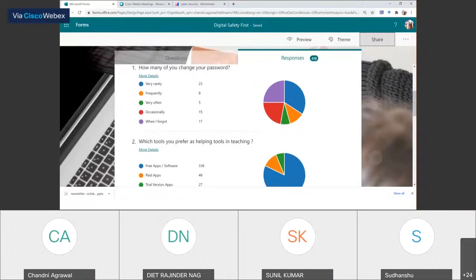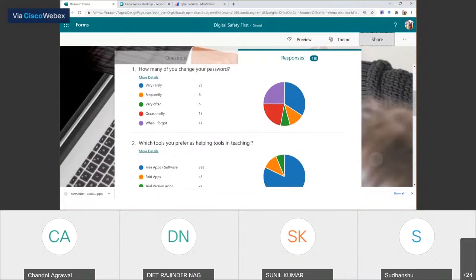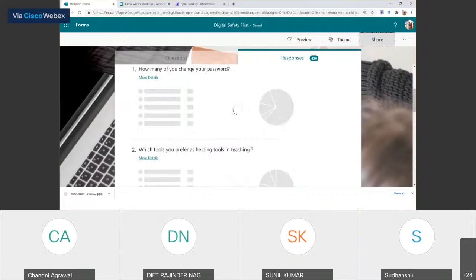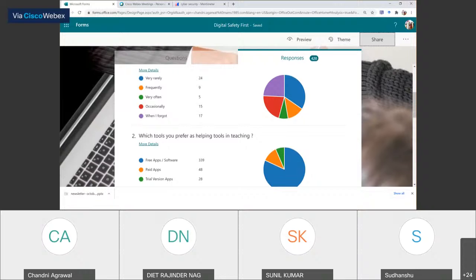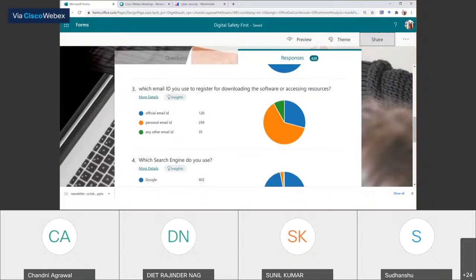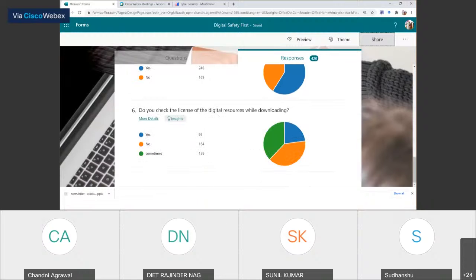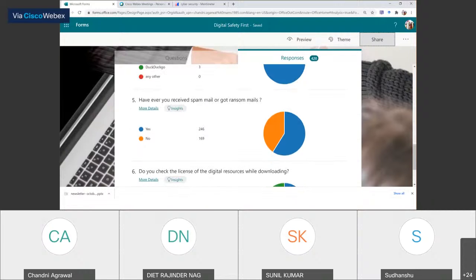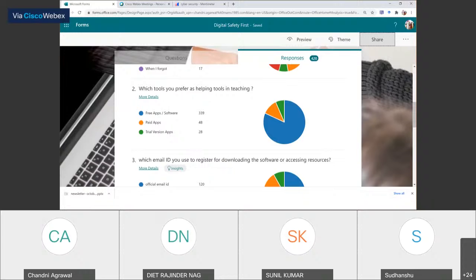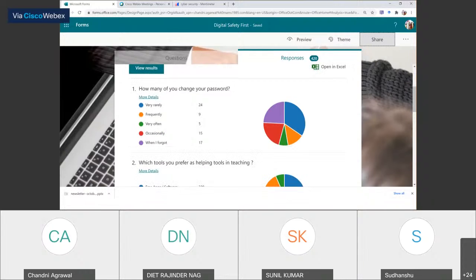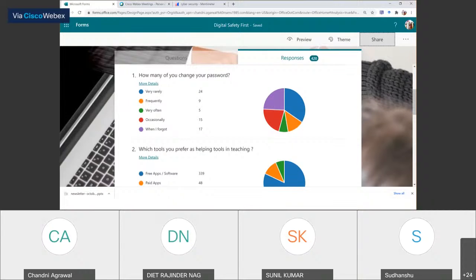Sir, actually, I am showing the general views through this form. Till the time all friends are filling up the form, we can see the trending answers. So you can see what people are sending, and if we see the percentage of the answers in a graphical form, this is just to know a little bit about you. So for the first question, how many of you change your password? Let the answers come, then I'll discuss.